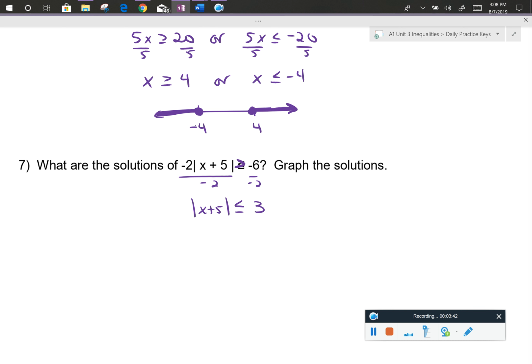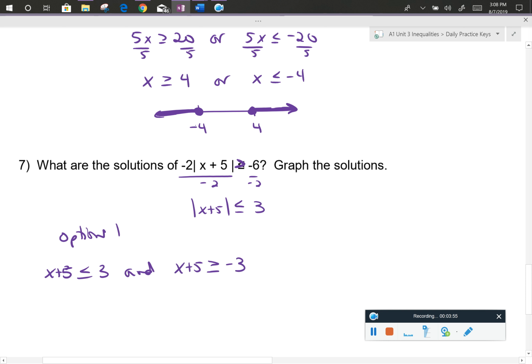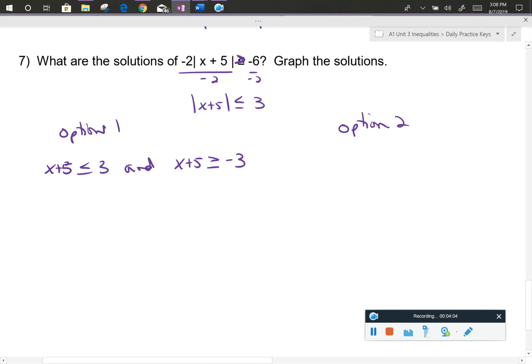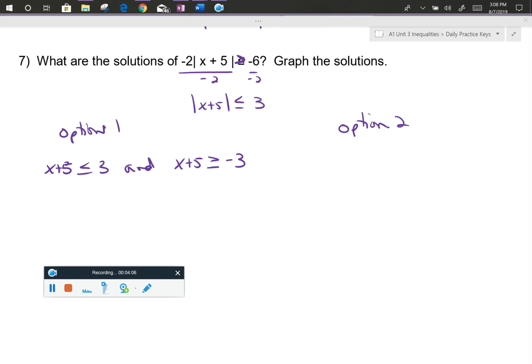You have two choices about how to set this up. You can use option 1, which is to say x plus 5 is less than or equal to 3, and x plus 5 is greater than or equal to negative 3. That's one option. The other option is actually a little bit easier to get to the final answer, so it's the one I'm going to pursue.